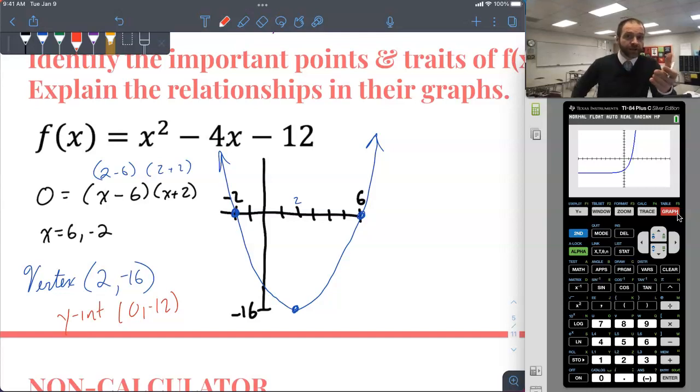I could deal with domain and range. Domain's negative infinity to infinity. Range is y is greater than or equal to negative 16, or bracket negative 16, comma, infinity. But what about its reciprocal?